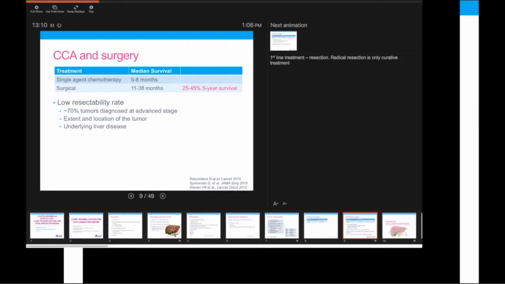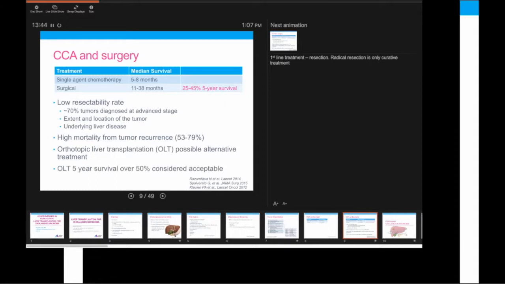A lot of these patients with cholangiocarcinoma cannot get radical resection because 70% of tumors are diagnosed at an advanced stage. Additionally, due to the extent and location of the tumor, they may not be resection candidates. And lastly, underlying liver disease may preclude them from undergoing surgical resection. There's a high mortality from tumor recurrence, which ranges between 53 to 79%. And so in this context, it is thought perhaps transplantation can be a possible alternative treatment for these patients who cannot undergo resection. Just to keep in mind, a 5-year survival rate after transplant of approximately 50% is generally considered an acceptable and good survival rate.